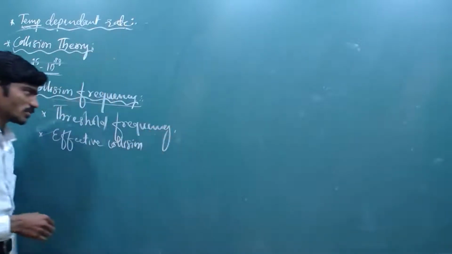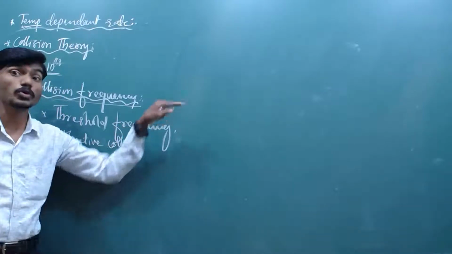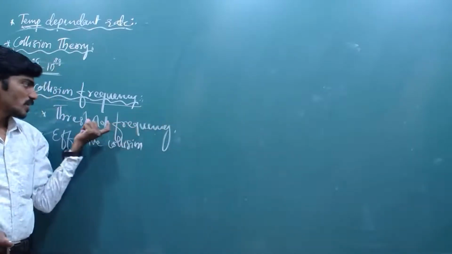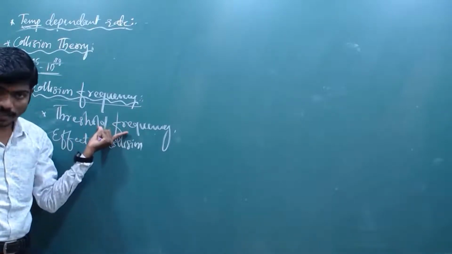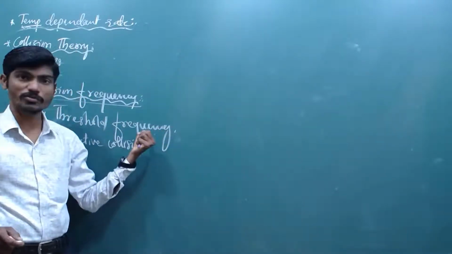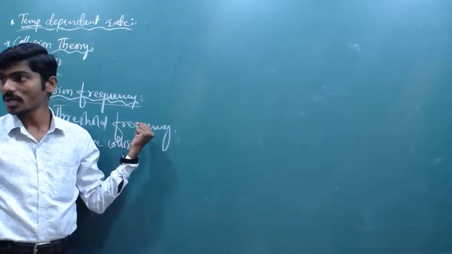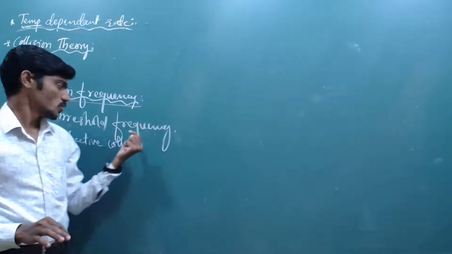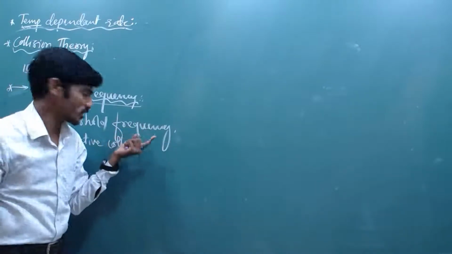Threshold frequency is nothing but the minimum energy possessed by the reacting species to produce product. The minimum energy or frequency possessed by the reacting species in order to produce product is called the threshold frequency. If the energy is less than the threshold frequency, it does not lead to the formation of product. So for that, some extra additional energy we need to supply. That is called activation energy.